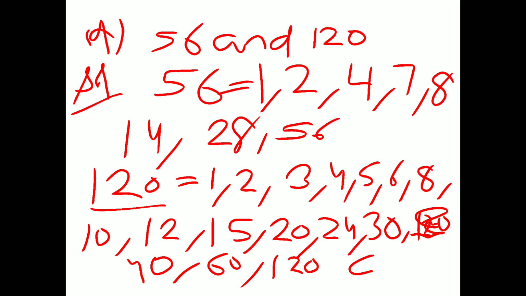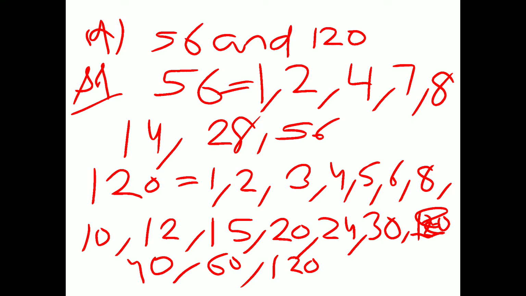Now the 120 table you have to see. In the 120 table: 1, 2, 3, 4, 5, 6, 8, 10, 12, 15, 20, 24, 30, 40, 60 and 120. These are the numbers which are the factors of 120. Clear? Now students, we will write down the common factors.